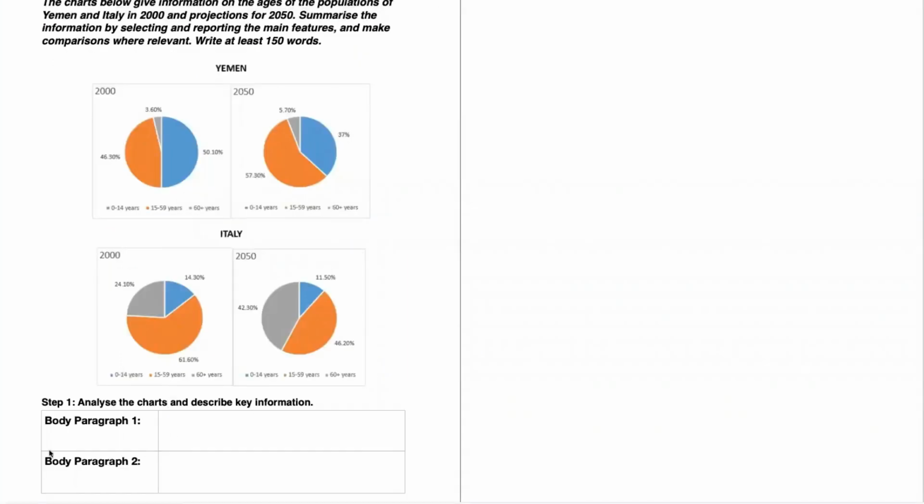Now, right here below, you'll see step 1. It is analyze the pie charts and describe key information. So like we just said, our body paragraph 1 is actually going to be based on data from the year 2000, and our body paragraph 2 is going to be based on data from 2050. This will allow us to effectively compare Yemen and Italy and compare the years 2000 and 2050, and we're going to do this in a concise manner without writing too much and taking up too much time.